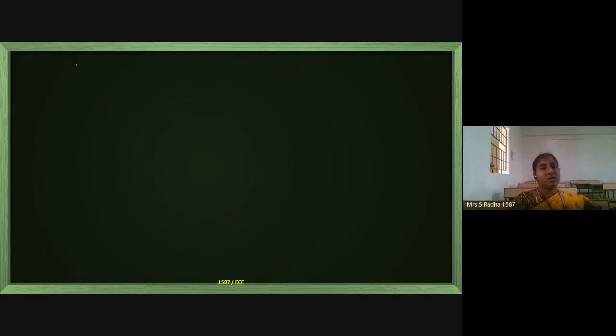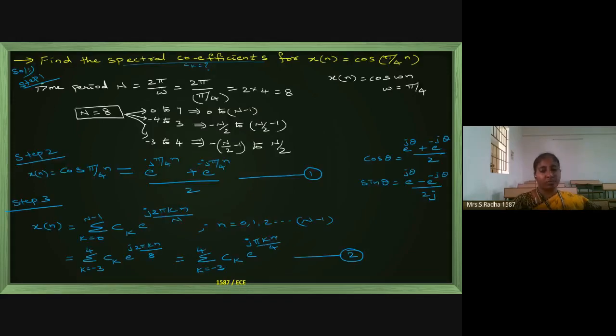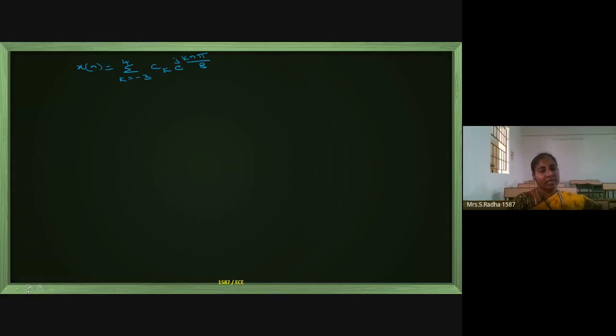Here already I have x of n equal to summation k equal to minus 3 to plus 4, c_k e power j kn pi divided by 4, because that cancellation is done. In the same way I will write whatever is there in the previous step. Here I have e power j pi kn divided by 4. Now, what is my plan?